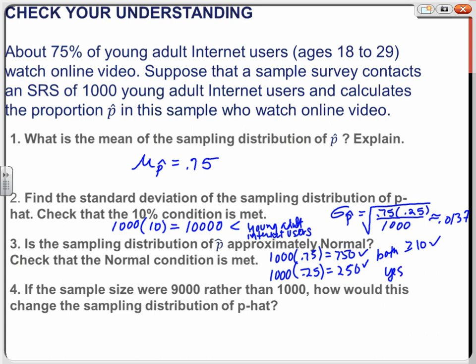So here's the fun question. If the sample size, oh, that's not what I wanted. Okay, anyway, so if the sample size were 9,000 rather than 1,000, how would this change the sampling distribution of p-hat? Okay, so how would it change the sampling distribution? So we're still going to be normal because we're getting bigger here. We already showed that something smaller was normal. We're going to have the same mean.